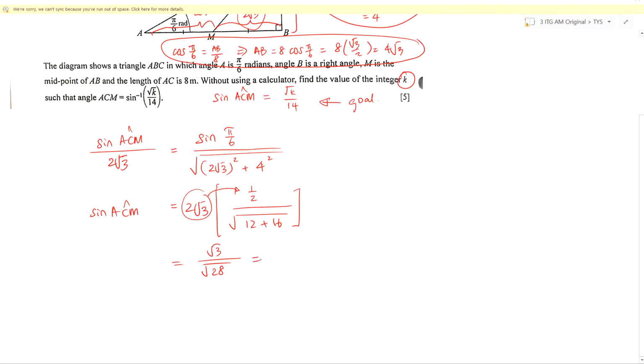Now root 28, we can factorize out 4. 4 times 7. Now square root 4 is the same as 2. So in the denominator we have 2 root 7. In the numerator we have root 3.